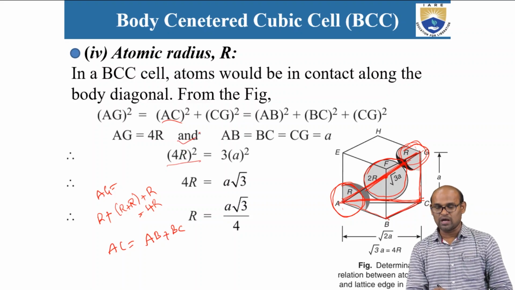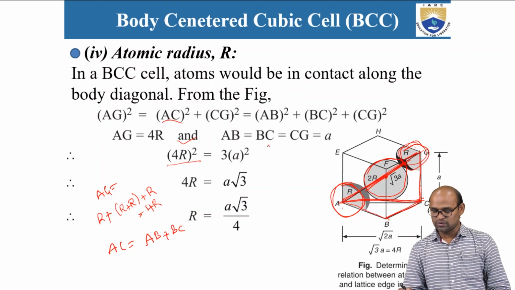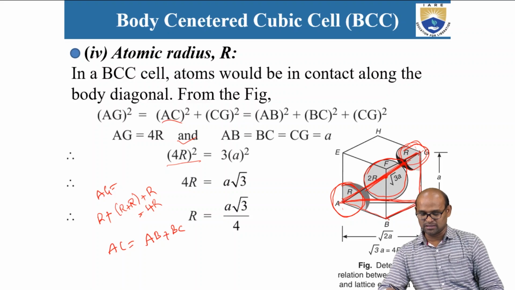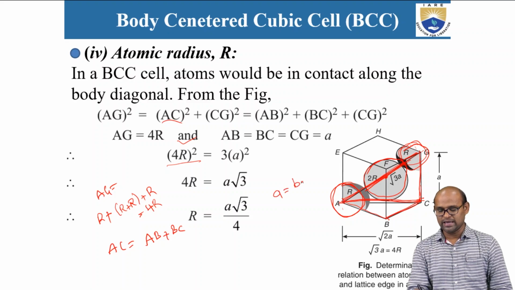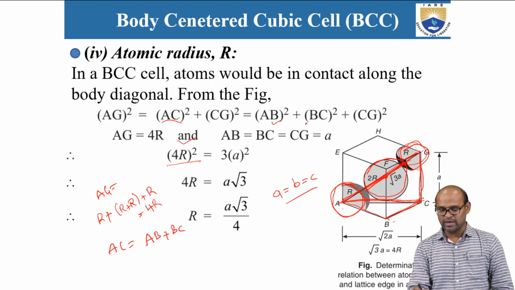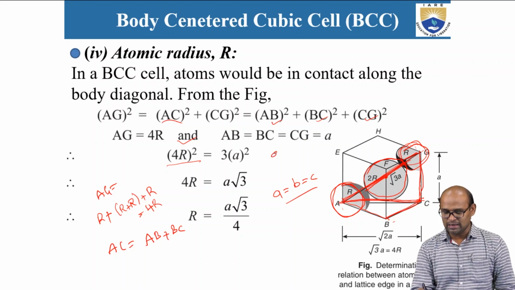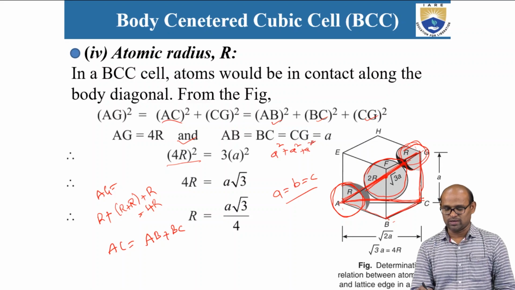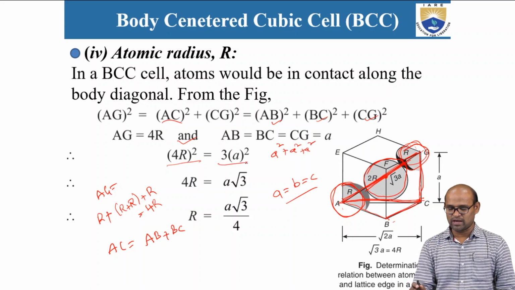So AG square is equal to 4R square, and AB is equal to BC is equal to CG is equal to A, because that is the length. We know that in a cubic unit cell all the lengths are equal, that is the condition for a cubic unit cell: A equals B equals C. If you have A here, B here, and C here, all of them are equal, so you can just take it as A. So AB is A, BC is A, and CG is also A. Now I am substituting here: AG square is equal to 4R square, and on the other side A square plus A square plus A square, so 3A square. That is why I have 3A square here.